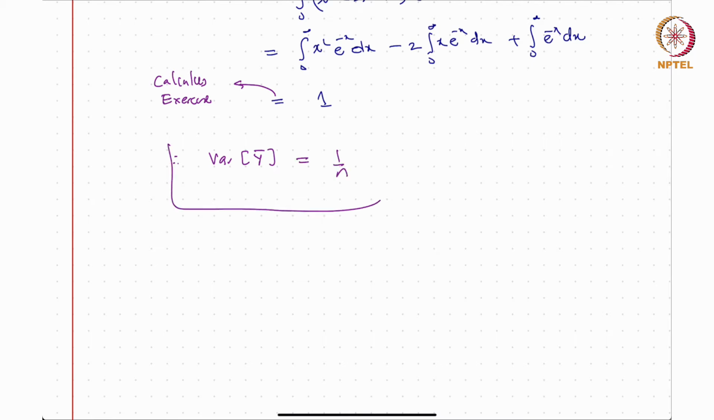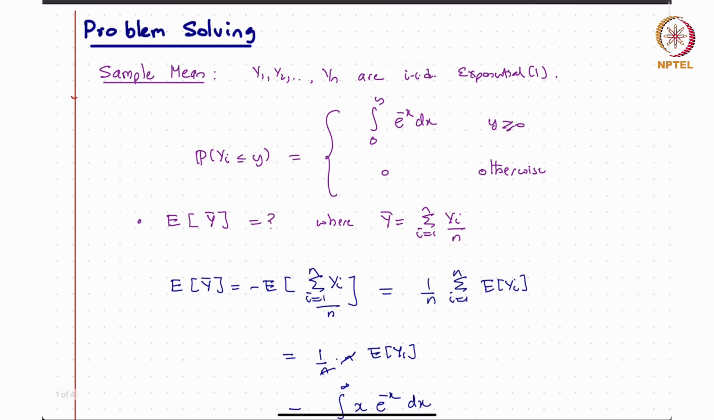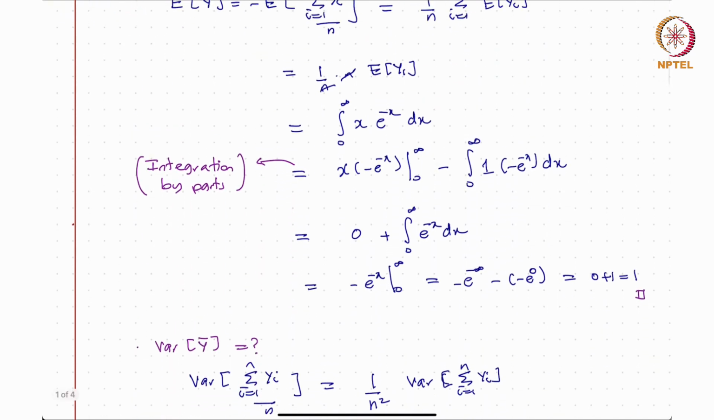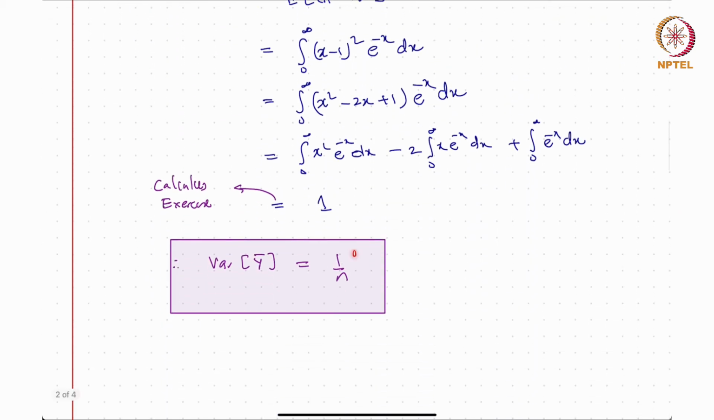Now you notice there's a very interesting development here: there's a reduction in the variance. As n gets larger and larger, the variance gets smaller and smaller, whereas the mean stays always 1. The mean of y bar is always going to be 1. There's no change in the mean of y bar, but the variance always reduces. It reduces by 1 over n.